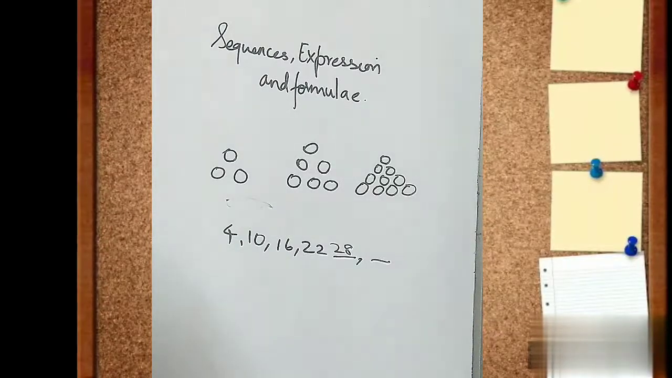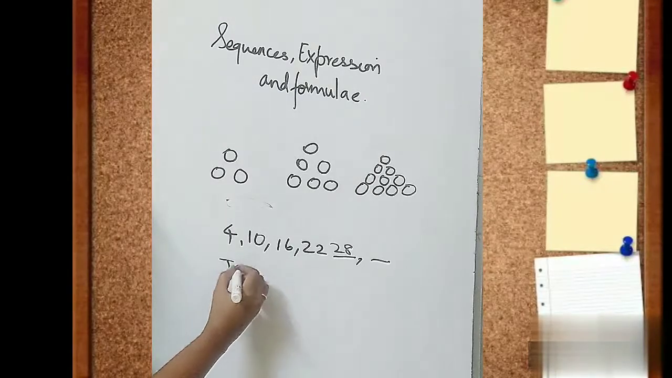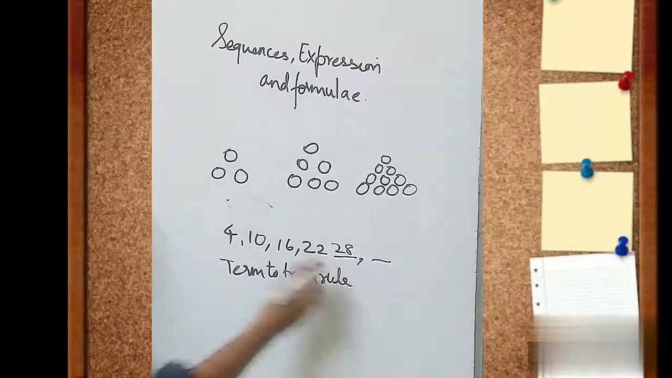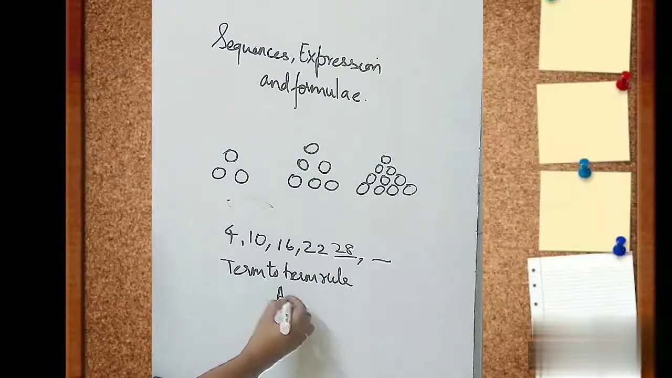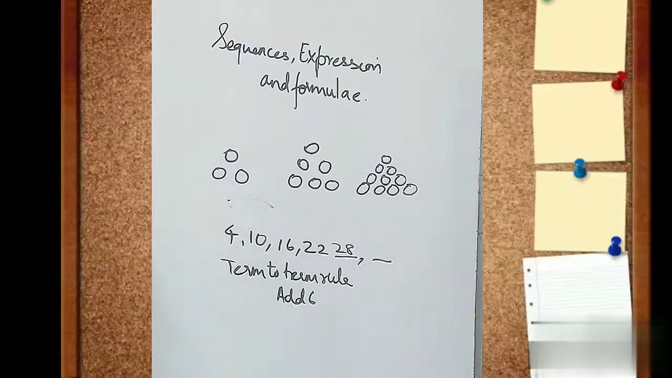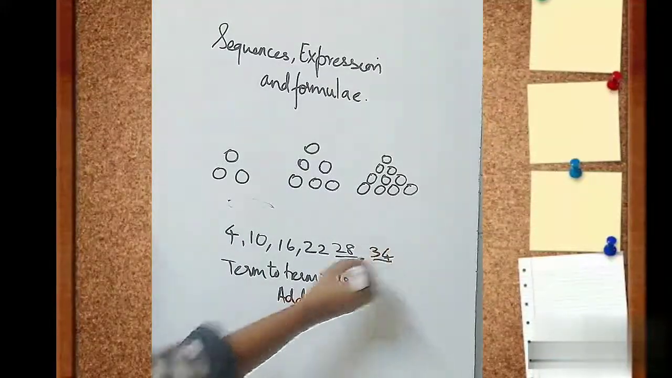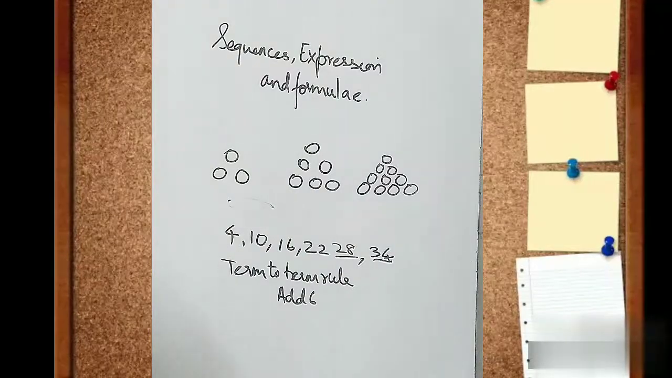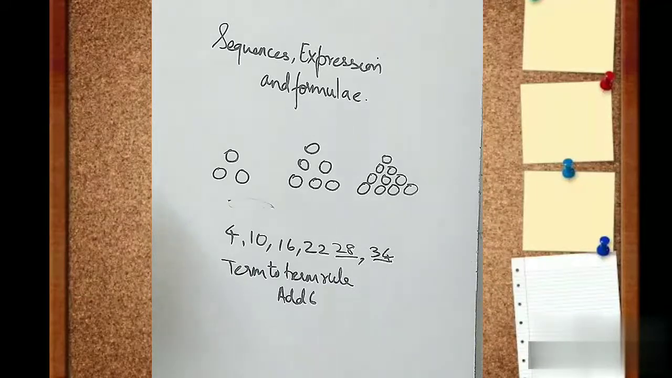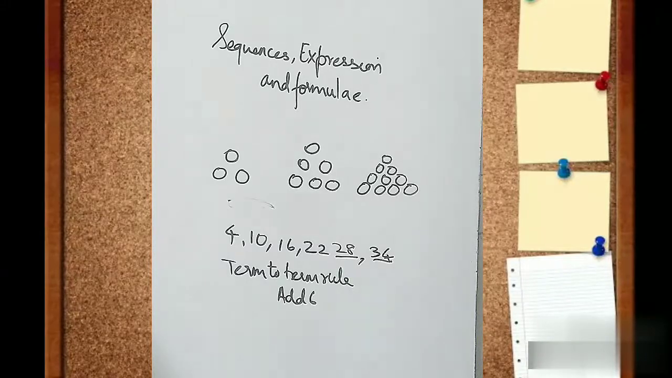You have to first find out what is the pattern. Second thing, you have to find the term to term rule. What is term to term rule, student? From this sequence, add 6. Now what will the next term be? 28 plus 6 will be what? 34. Is it 34? Yes, it is. So this is generating the sequence, or you have to find the next term. I hope you understood what sequences are. Okay. Now we'll see the next one.